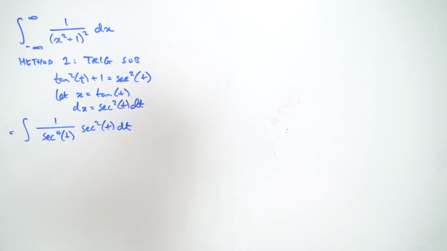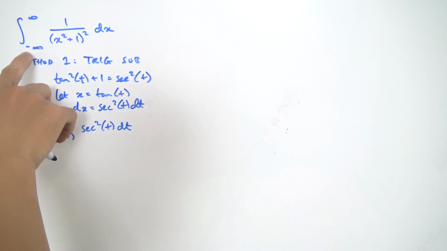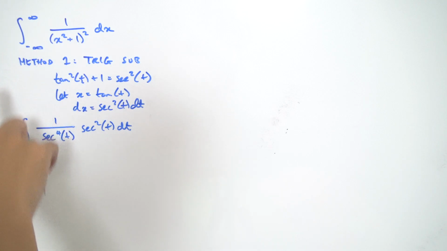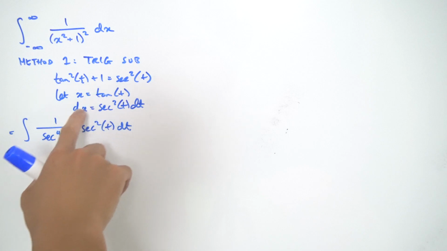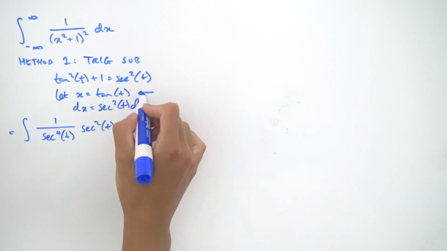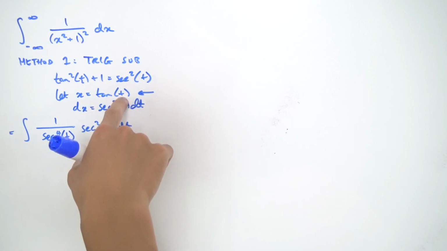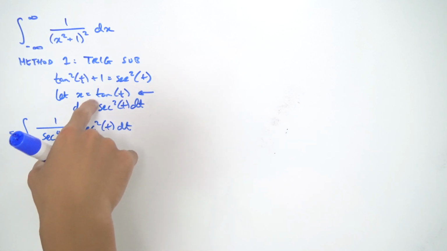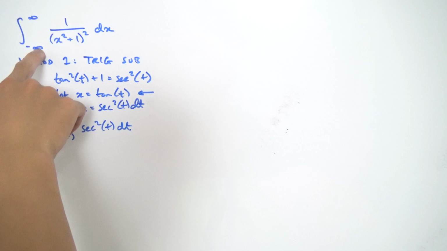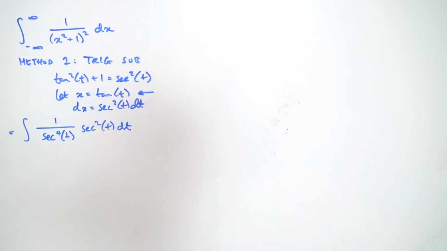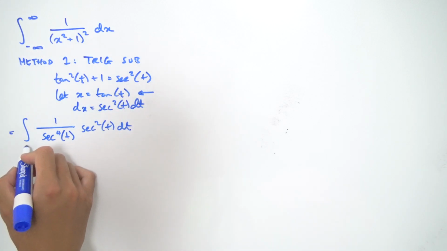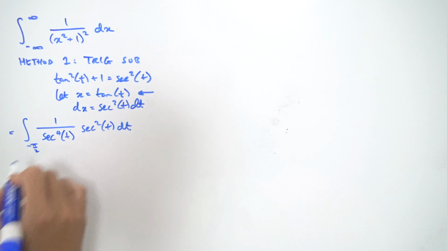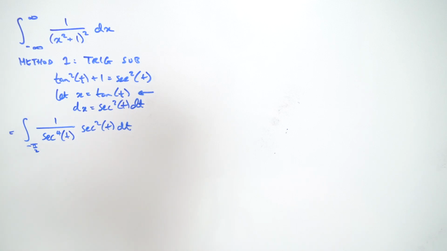And now how about our bounds? Well, notice that x is starting from minus infinity, so where does t start? From our substitution, we want to think of what value of t would give us tan t being minus infinity. A nice t value that suits that is minus pi on 2, because tan of minus pi on 2 will give us minus infinity.